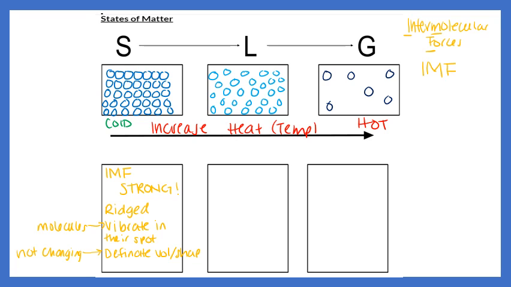They are also cold, and they are slow moving. Because they simply just vibrate in their spot. What else do I want you to know about solids? No, that's pretty good for right now. So they have strong intermolecular forces, they're rigid, the molecules vibrate in their spot, they have a definite volume or shape, so it's not changing, and they are slow moving.